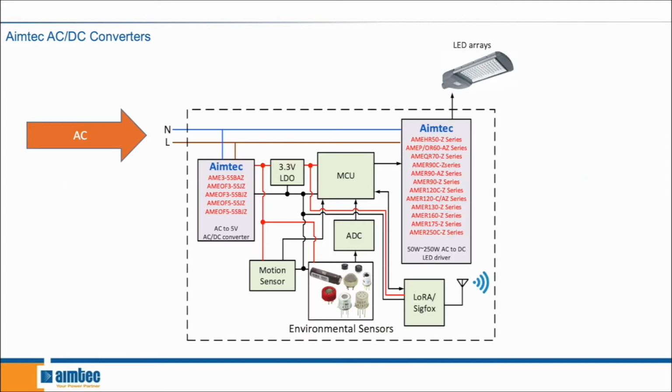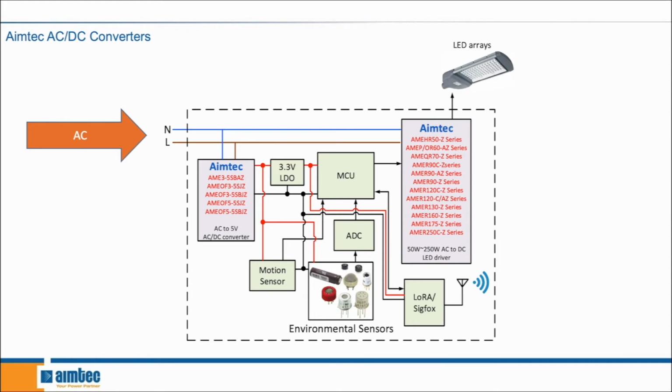So here's a simple block diagram showing how AC current is converted to DC current to then power different electronic components. At the entrance, we have the first Aimtec box, which is composed of various AC-DC converters. So we have the AME3-BAZ, the AMEOF3-BJZ, and so on and so forth. And we can all see that they're 5 volt output because they all have 5 after the dash. And these 5 volts can power the LDO, the MCU, the motion sensors, and so on and so forth.